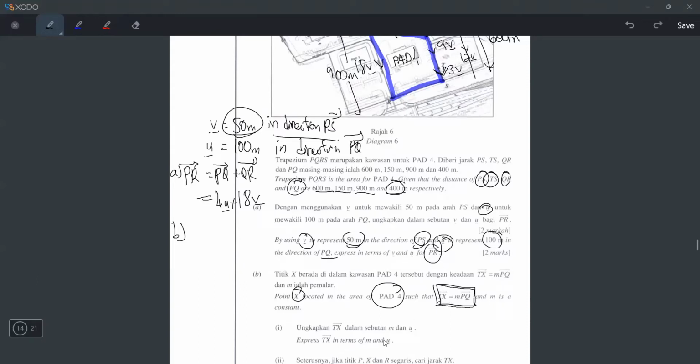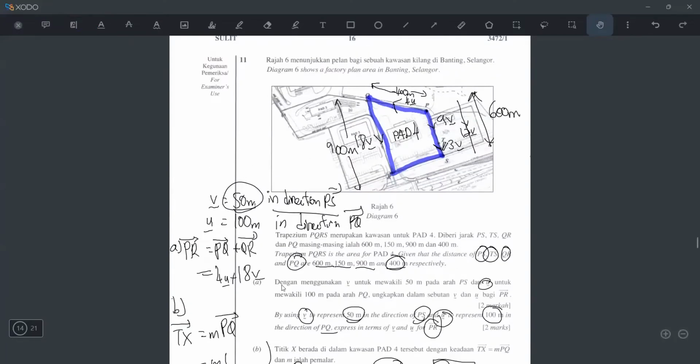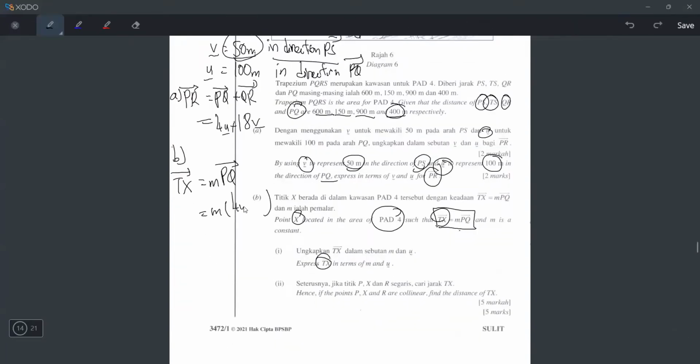And then they say express TX in terms of M and U. So you cannot simply take TA plus AX or whatever. You have to follow this info because they want it in terms of M. So this info is TX equals MPQ. Just substitute it in, because this is TX, and you want to find TX, so just copy MPQ. And for PQ, you can substitute 4U because PQ is 4U. So you get 4MU. That's the answer already, because it's in terms of M, done.